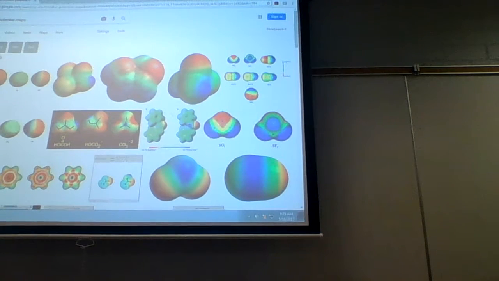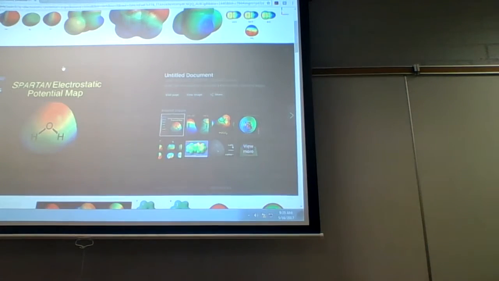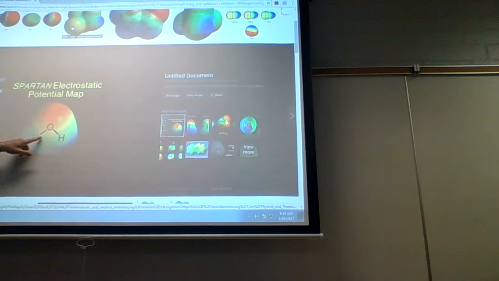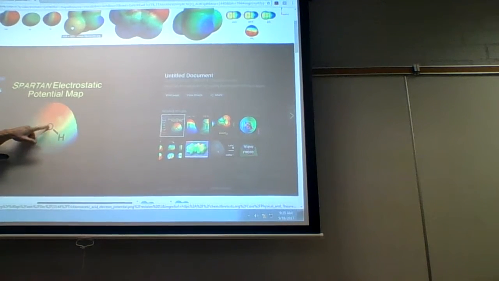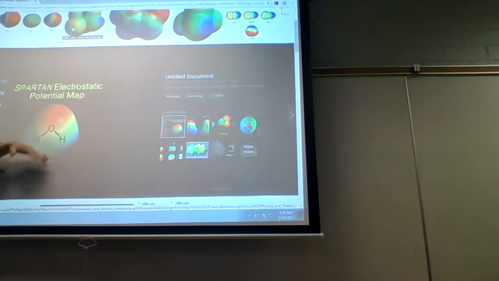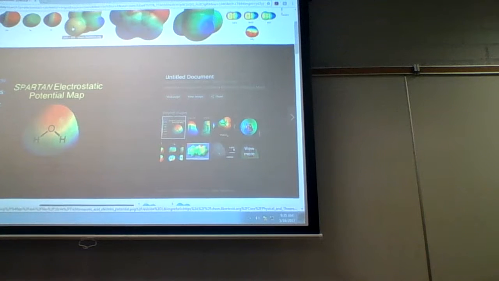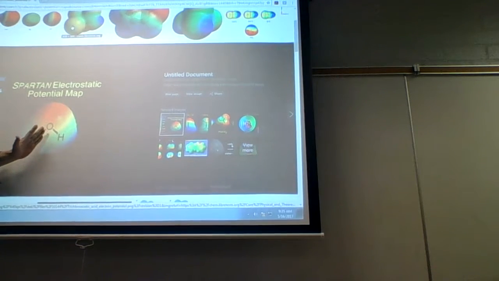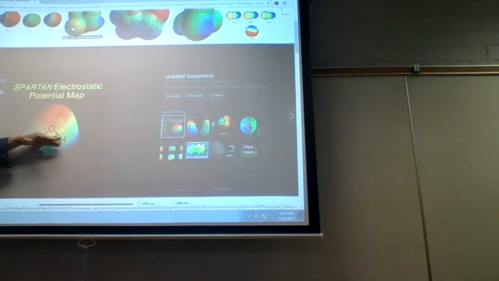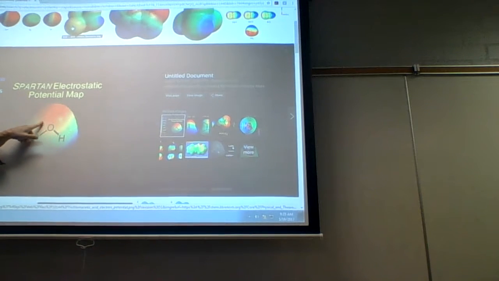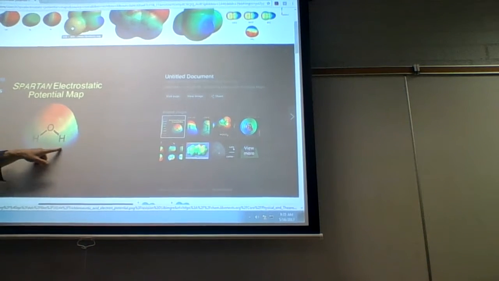Let's just take a peruse through some electrostatic potential maps here. This is water. You can see the hydrogen end is blue, the oxygen end is red, showing that this is a polar molecule. The electron cloud is skewed towards oxygen, and so the oxygen is negative here, the hydrogens are positive.